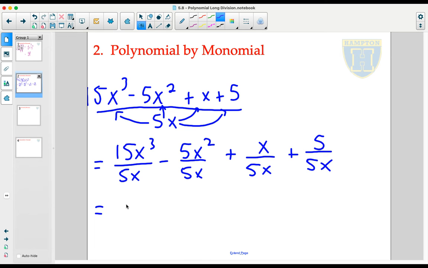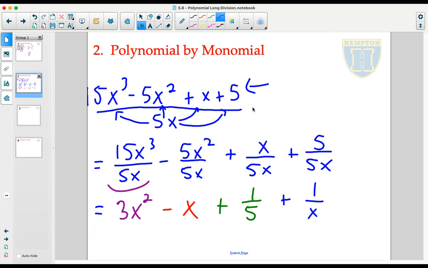And considering each one of those simplifications individually, our first one leaves us with 3x squared. Our second one just leaves us with an x. Our third one leaves us with a 1/5. And the last one leaves us with a 1 over x. And the division of this polynomial by that monomial is that result, each term thought of individually.